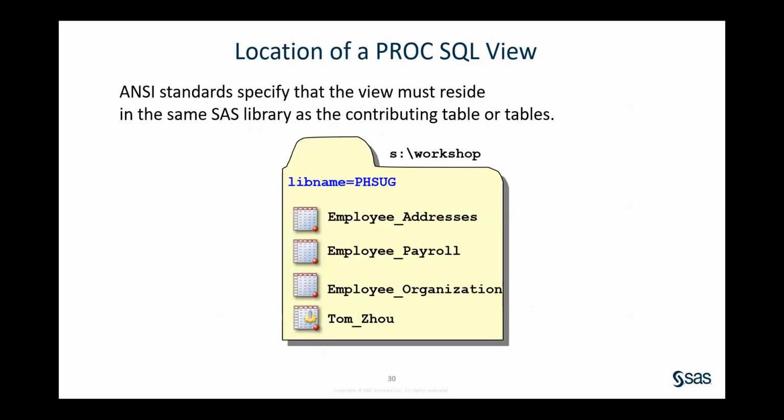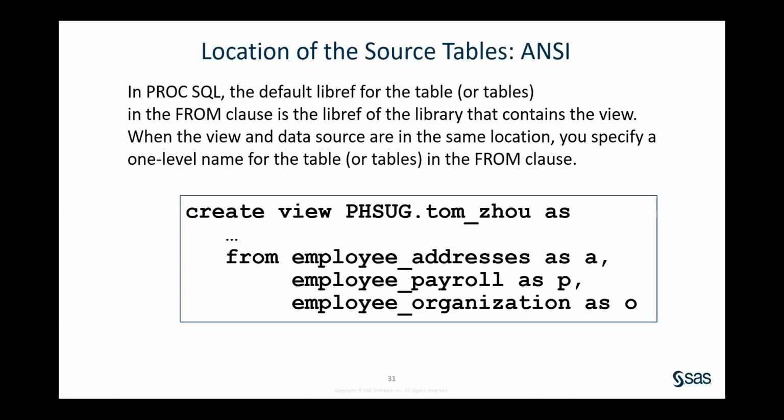In the same library, it's stored, and it looks like a data set. You know, the icon of a data set is a table with a red ball on the bottom right. And the view has a set of gears indicating work in progress, meaning only when I run the view will it extract the data from these 3 data sets.